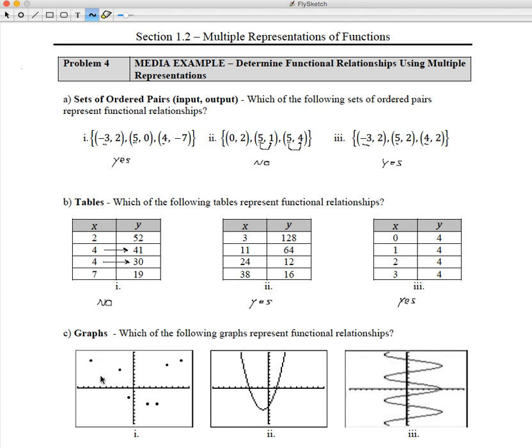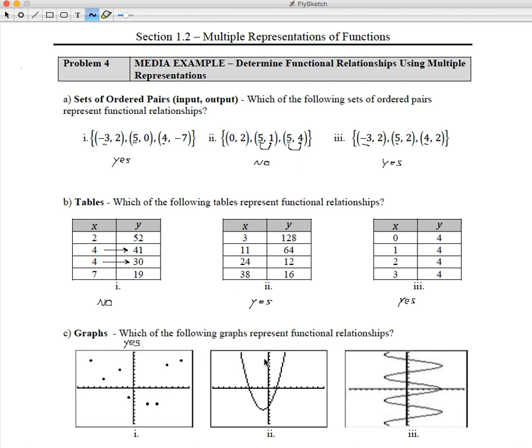Now when we get to graphs, what we're going to be looking for is the same idea, but graphically we are looking to see if we have any ordered pairs that line up on the same vertical line. Because if we do, then that means we have the same input with a different output. So if I look at this first data set, if I draw a vertical line through each of the ordered pairs that I'm given, I'm only going to hit one ordered pair. So this graph does define a function.